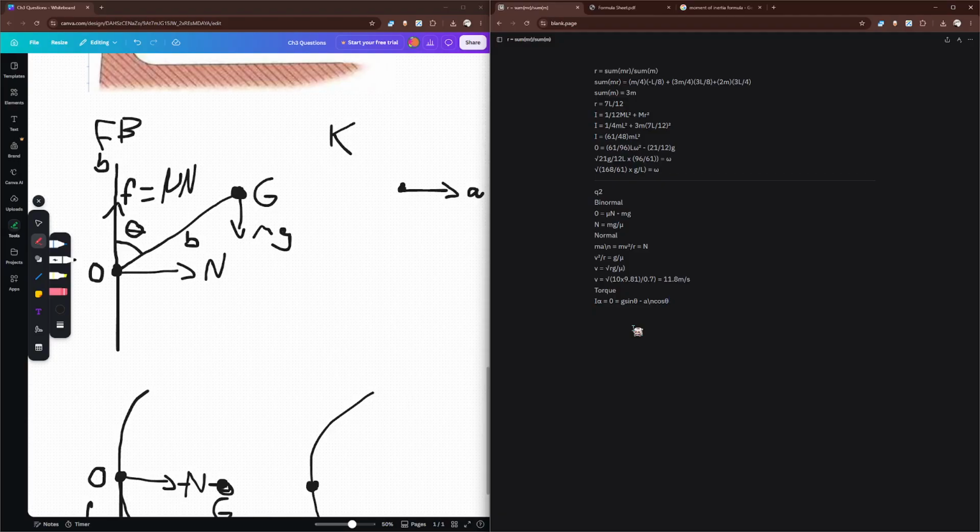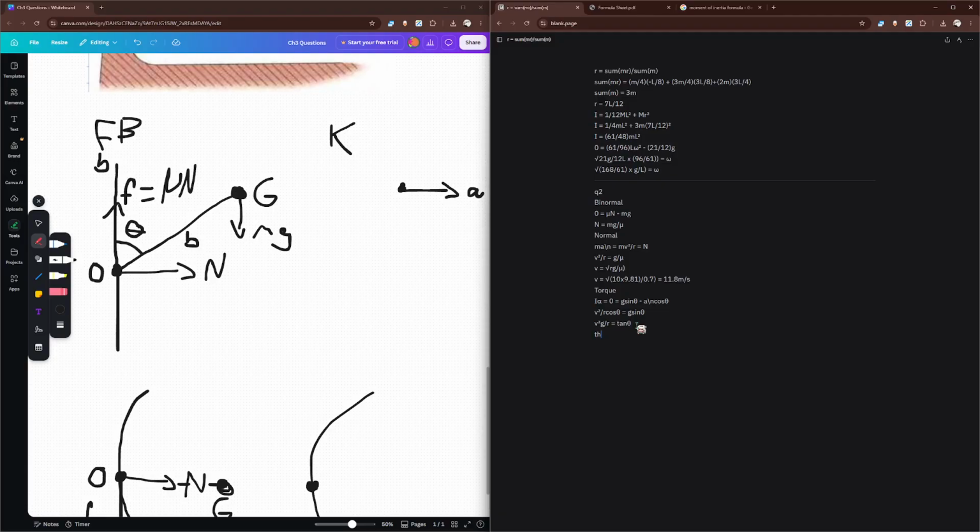So we get that V squared over R cosine theta is equal to g sine theta. And we can change this again to V squared over g R is equal to tan theta. And if we take the inverse tangent of this, we know V squared is 11.8 meters squared, g is 9.81, R is 10. So take the inverse tangent of that.